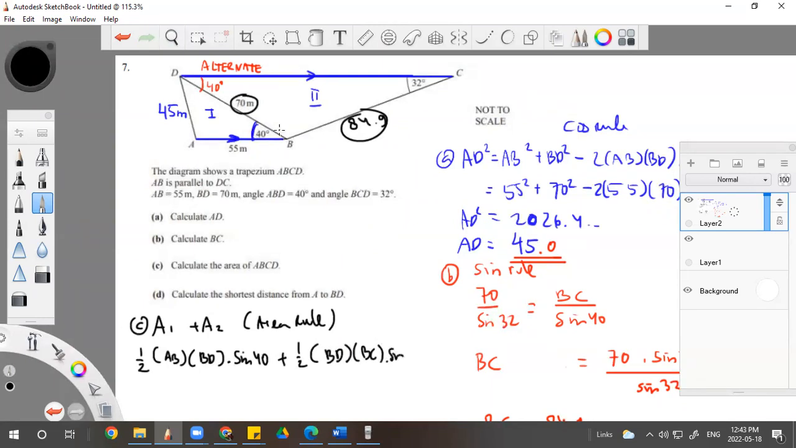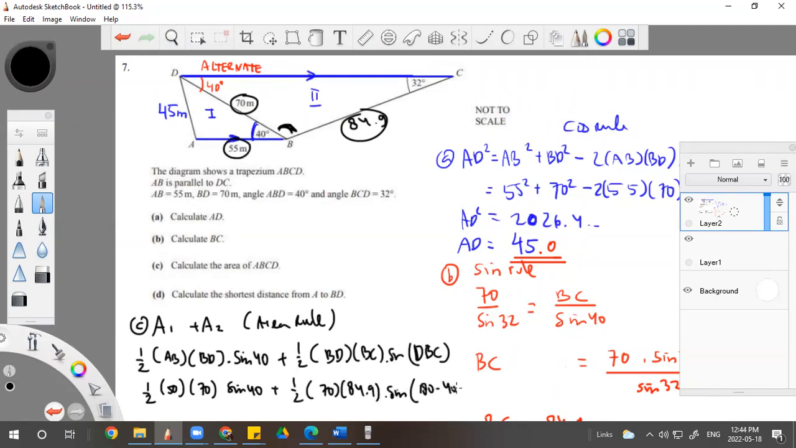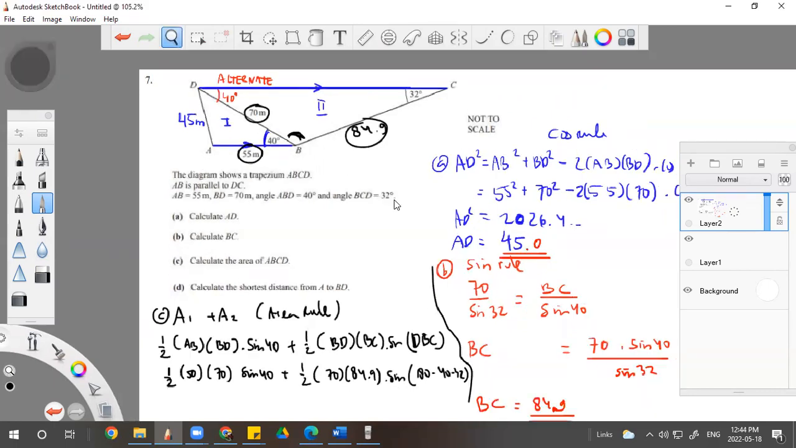times sin B. What is B? It can be found, since we have 40 and 32. So sin B, or DBC, is not known yet. So half AB, what is AB? 55 times 70, just put it. Times sin 40. Plus half times BD, BC: 70, 84.9, times sin DBC. I'll give the formula: 180 minus 40 minus 32, since the angles in a triangle sum to 180.